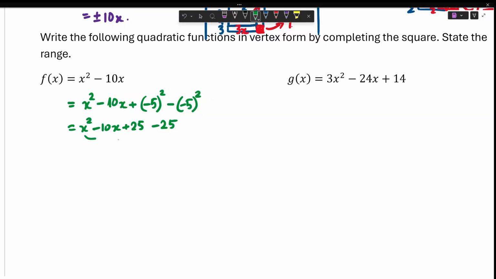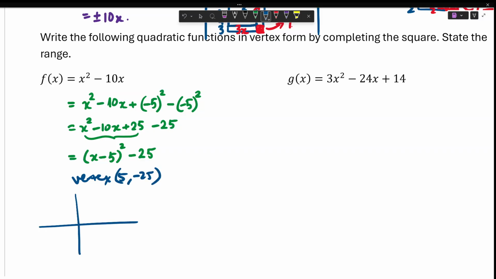Now, what was the point of that? Well, the first three terms are a perfect square. It's x minus 5 squared. So now it's in vertex form. If we were to quickly graph that, the vertex is 5, negative 25. Let's say that's 5, that's not to scale, and negative 25. Vertex is here.